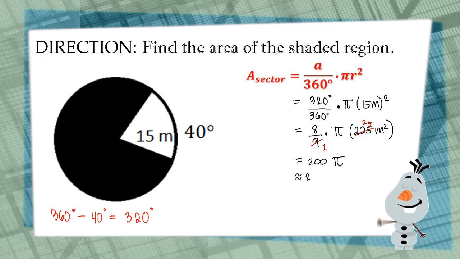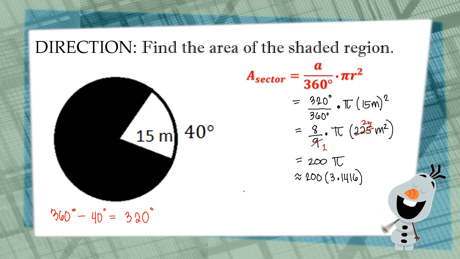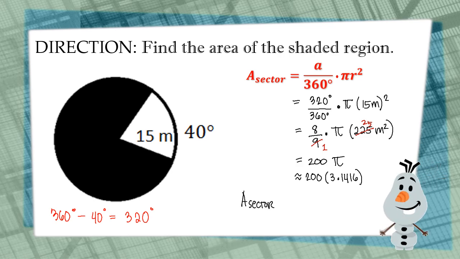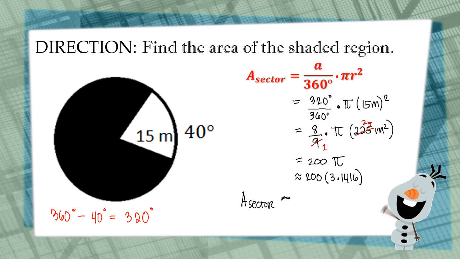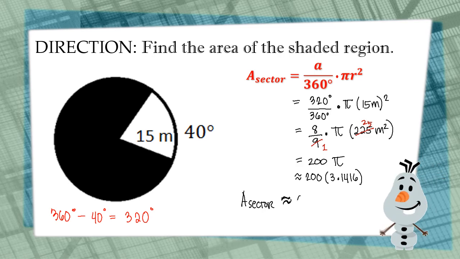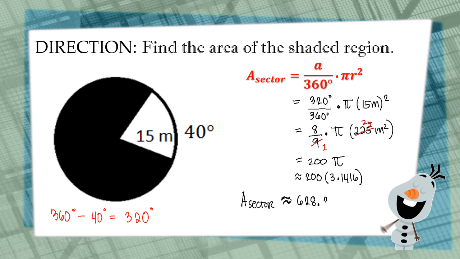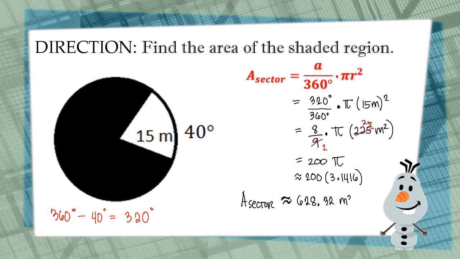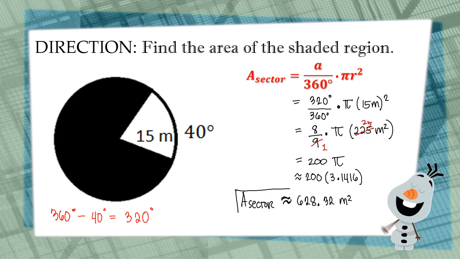We need to multiply it, the 200, with the approximate value of pi that we are using, and that is 3.1416. Therefore, our answer would be area of the given sector is approximately equal to what? 628.32 meters squared.